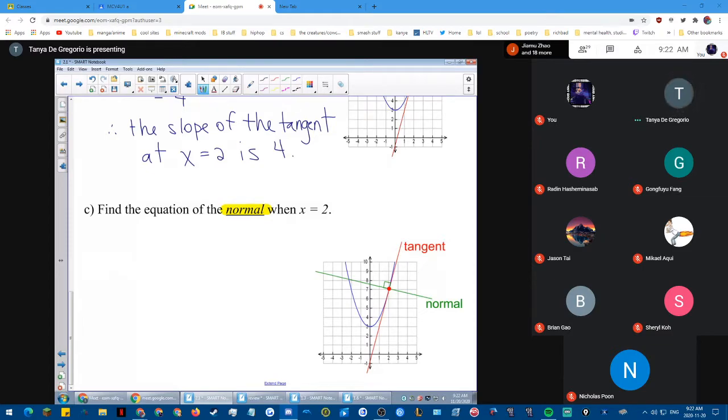So what should I do? So I found the slope of the tangent. We now want the slope of the normal, which we know is perpendicular to the tangent. What should I do? Yeah. Just flip the negative reciprocal. Excellent. So if the slope is 4, then we know that the perpendicular slope will equal the negative reciprocal. So it will equal negative 1 over 4. So now I know the slope of the normal.